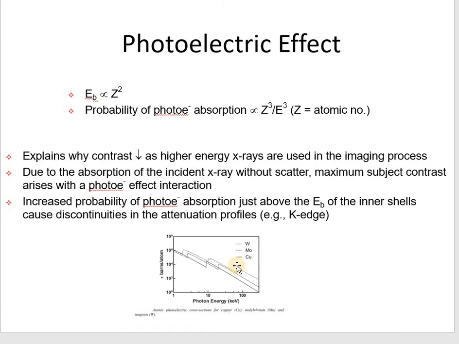However, as the energy increases, the photoelectric interaction decreases. Just have a look at tungsten. As the energy increases, the cross section is decreasing. So these are the variables that affect photoelectric absorption.